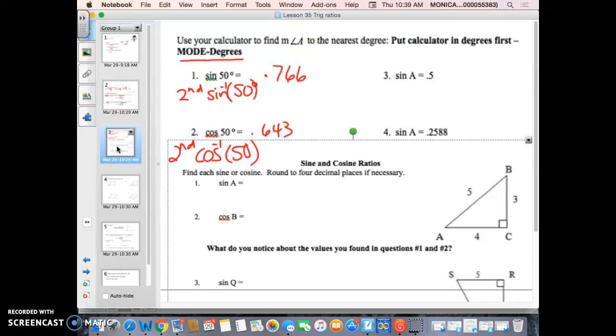Now, if you're looking for the angle and you're given the ratio, well, then you don't have to hit second. You just hit the sine button, and you'll get a parentheses, and you type in 0.5, hit equals, and you should get something around 30 degrees. And here again, you hit the sine button on your calculator, then you type in 2588, hit your equals, and you should get about 14.99, whatever. So we're just going to round that to 15.